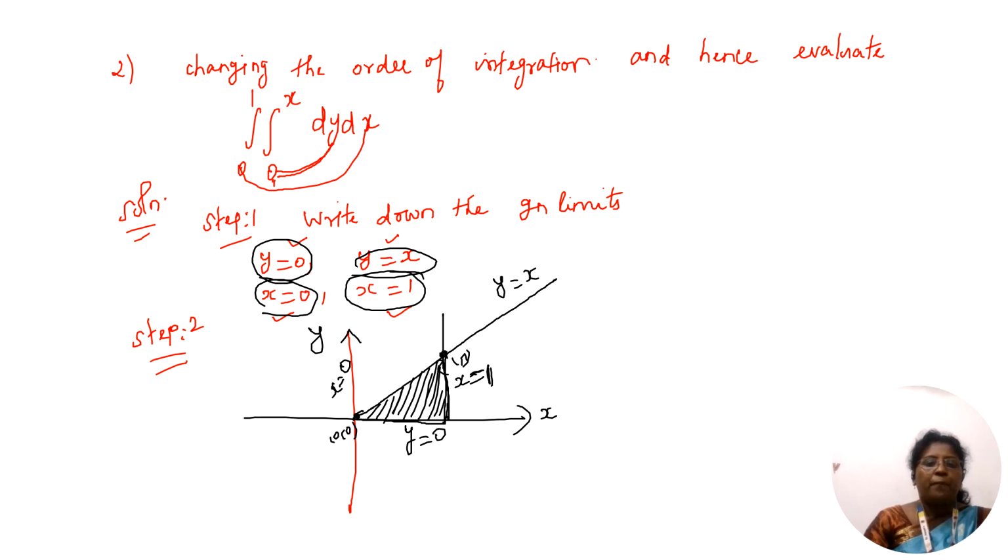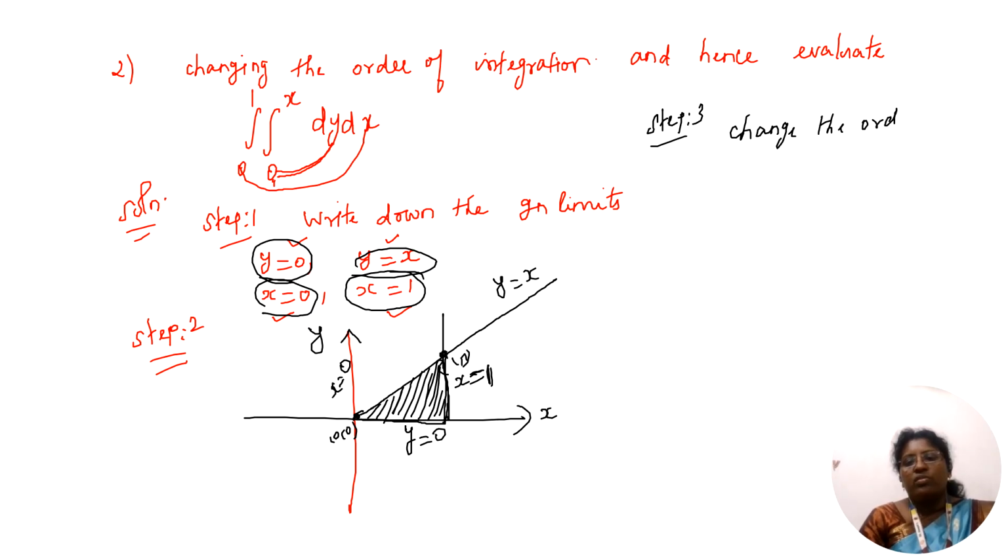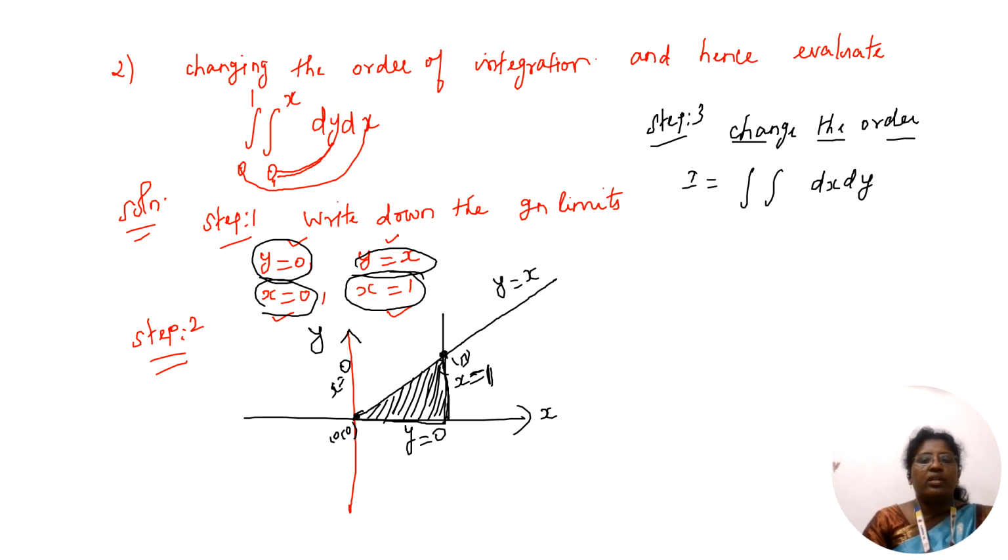After drawing the diagram, step 3 is changing the order of integration. The given order is dy dx. After changing the order, the double integral becomes dx dy. So after changing the order, we have to find the new limits.